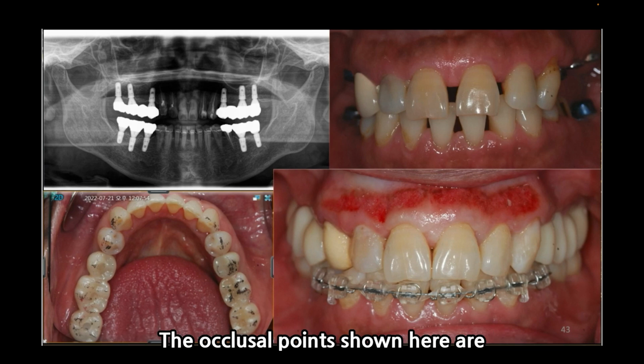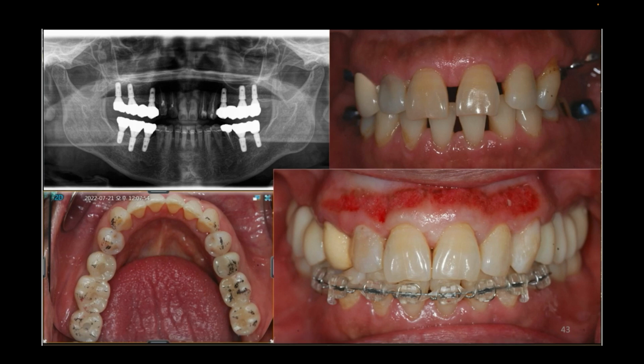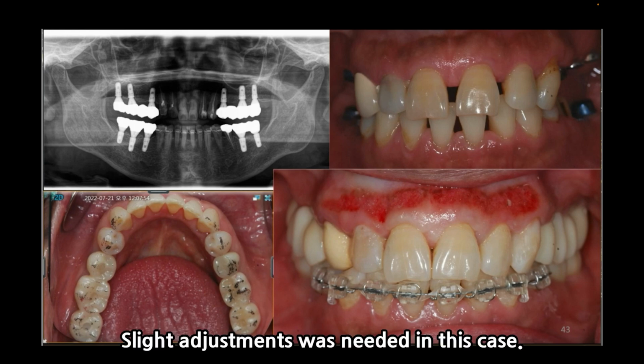The occlusal points shown here are the unadjusted appearance just after setting. A slight adjustment was needed in this case.